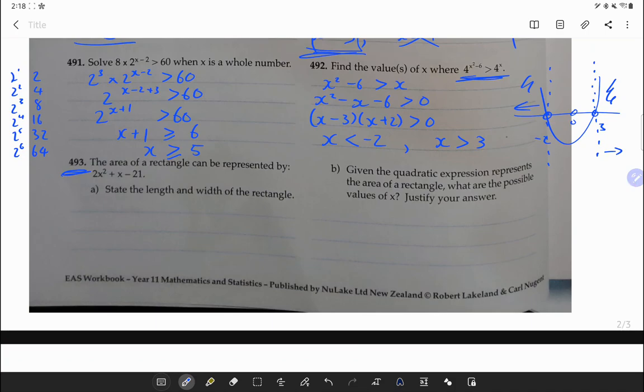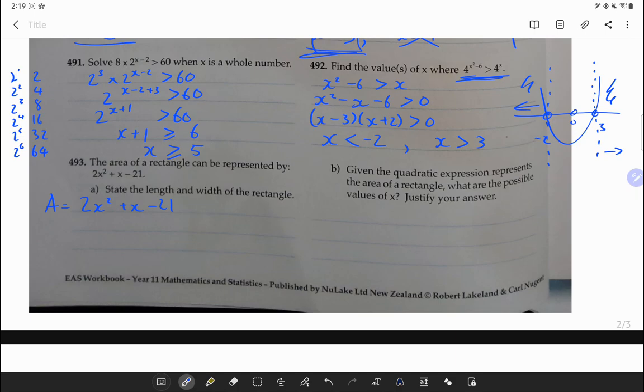493. The area of a rectangle can be represented by the expression. State the length and width of the rectangle. Okay, so the area must be length times width, right? So we're hoping to get two numbers that are multiplying to each other. In this case, it's a bit more complicated. We know the case in which two numbers are multiplying in a quadratic is when we factorize it. So let's factorize it.